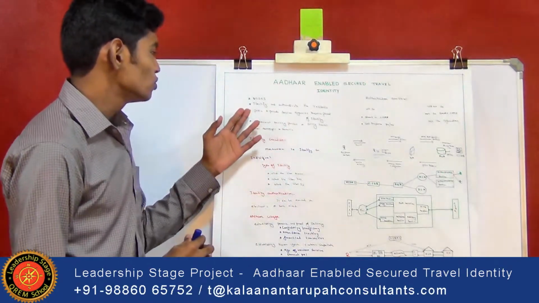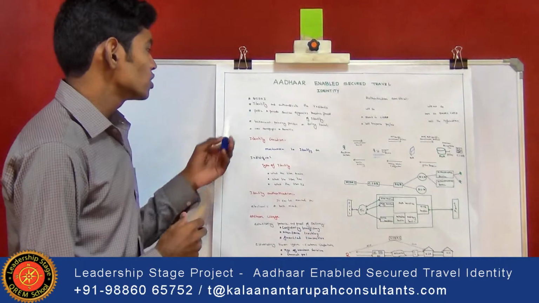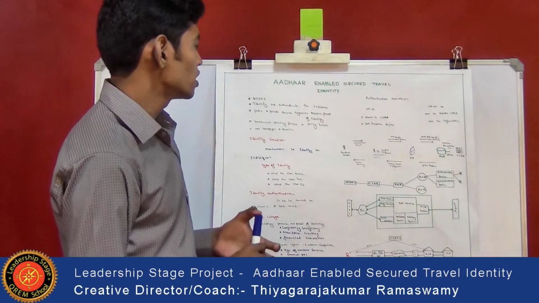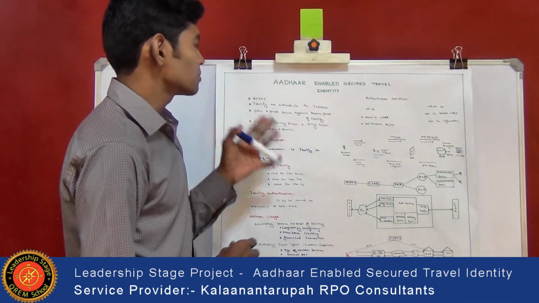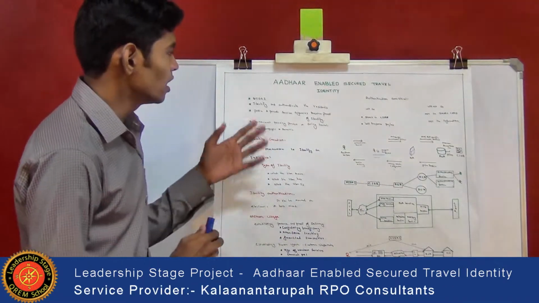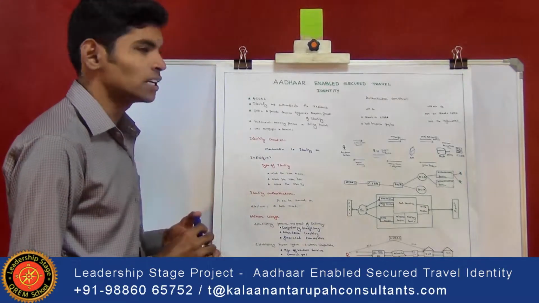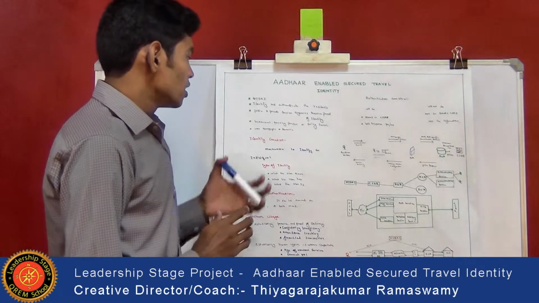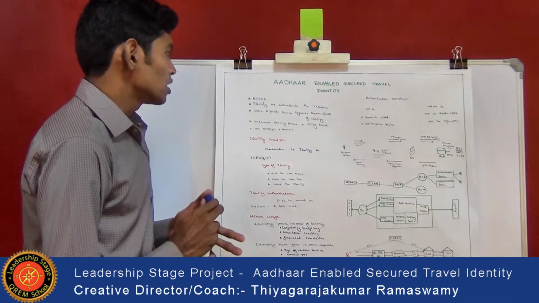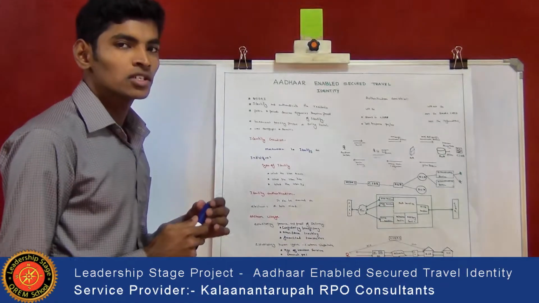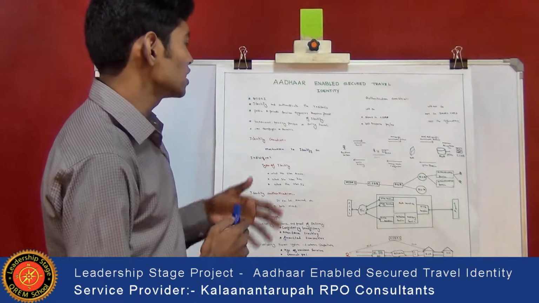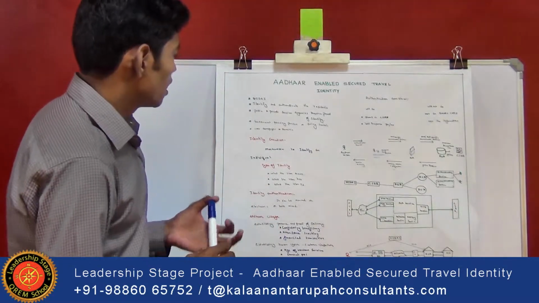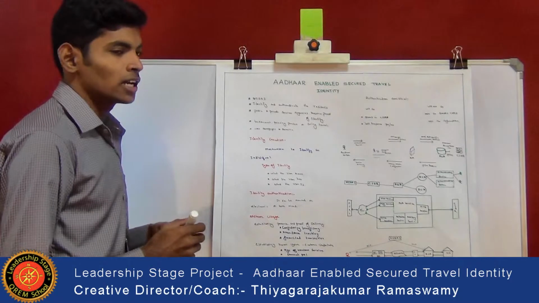For that, UIDAI, that is Unique Identification Authority of India, is an agency of the Indian government that is responsible for the Aadhaar project. Aadhaar is used to identify and authenticate individual persons in India. In authentication, any application that uses identification and authentication through Aadhaar is called an Aadhaar-enabled application. Here we use two methods for identification.